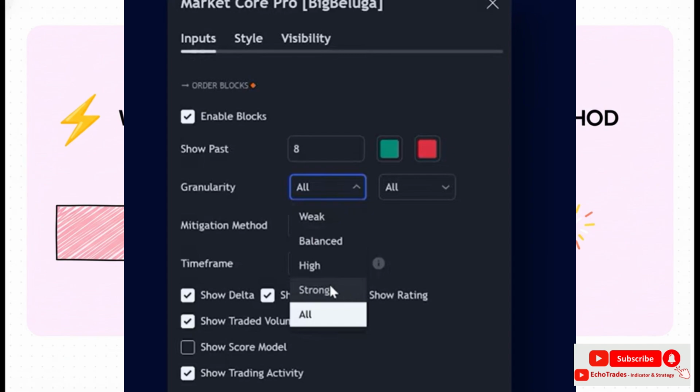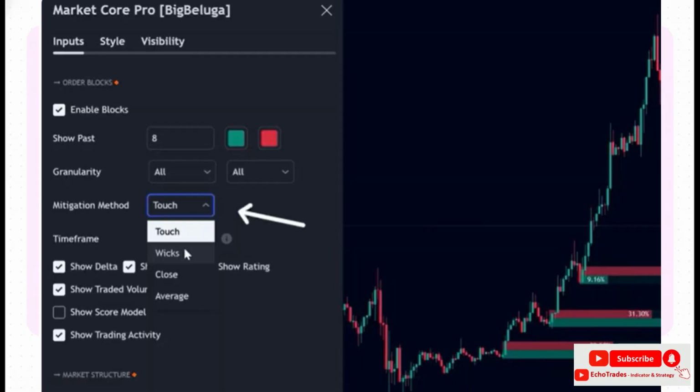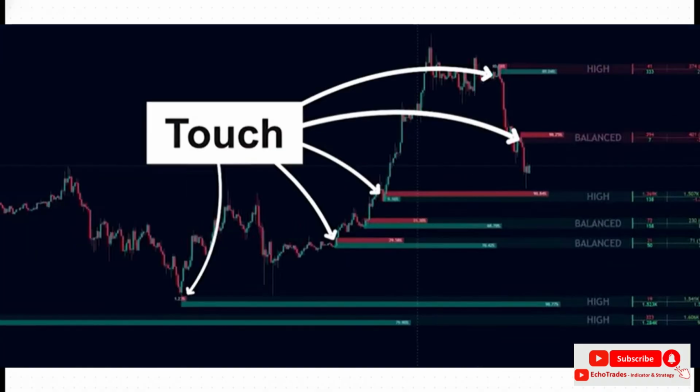You can also adapt the tool's sensitivity to market conditions. This is called the mitigation method, and it basically decides when a block is considered filled and disappears. The Wick method is more sensitive. It reacts to a simple wick touch, which is perfect for fast-moving, volatile markets. The touch method, on the other hand, requires a more significant price interaction, giving you a stricter, more conservative confirmation.